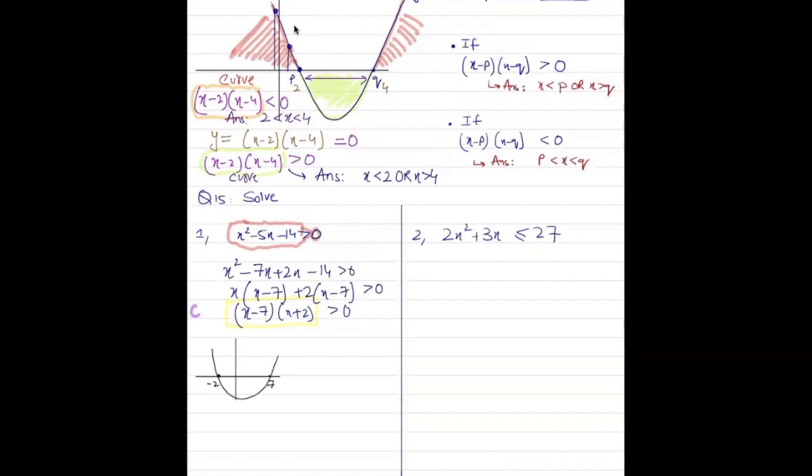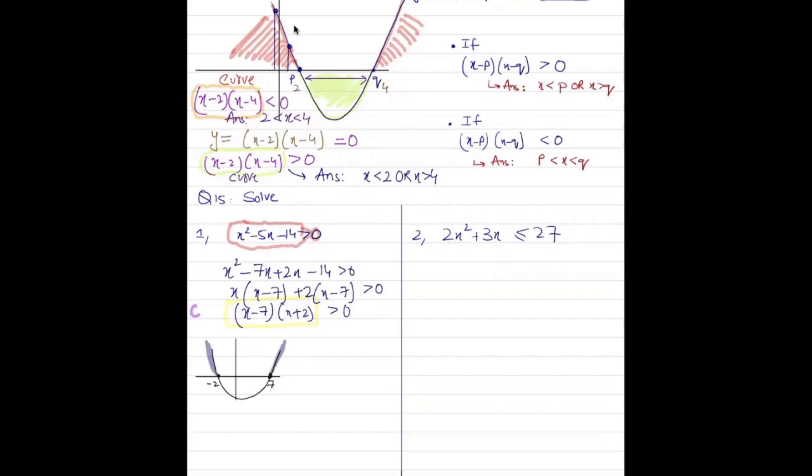It's the minimum curve. Now you want this curve to be greater than 0. Greater than 0 means above the x-axis. So have I shaded the correct region? Are these two regions above the x-axis? Yes, sir.